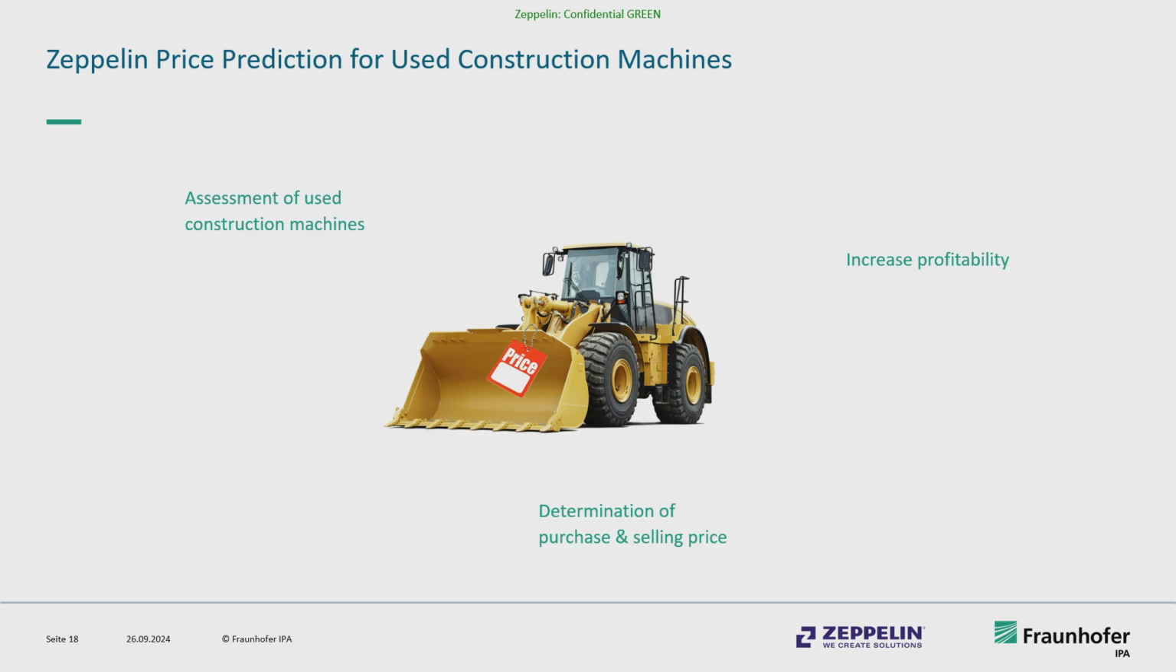And for that, we collected a huge mass of current data from the internet, from different market portals like Mascus or mobile.de, where you can sell and buy used construction machines. And we took this data, we cleaned the data, we prepared the data, and used it for our machine learning purposes.